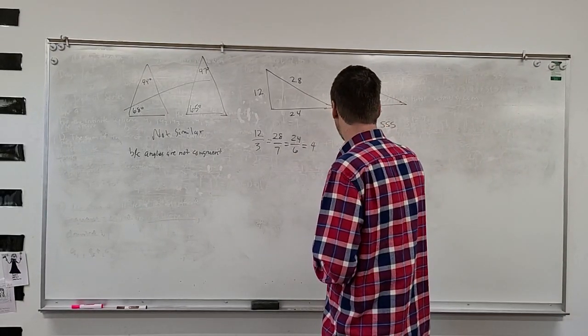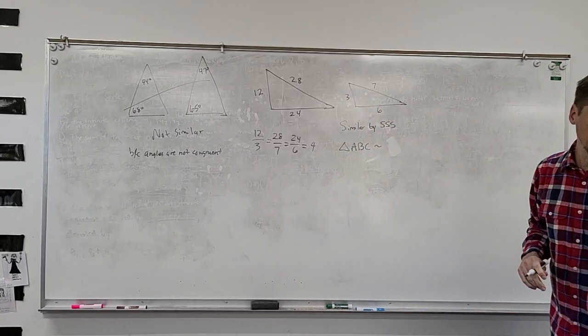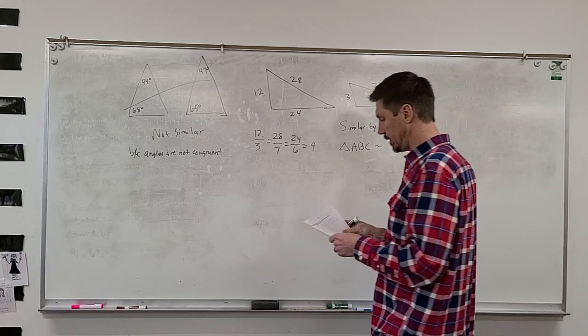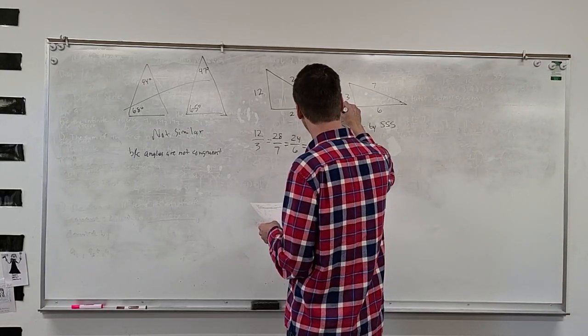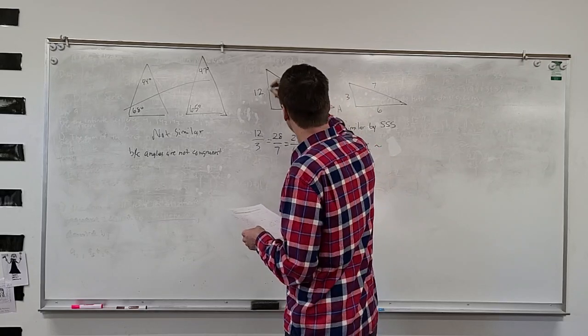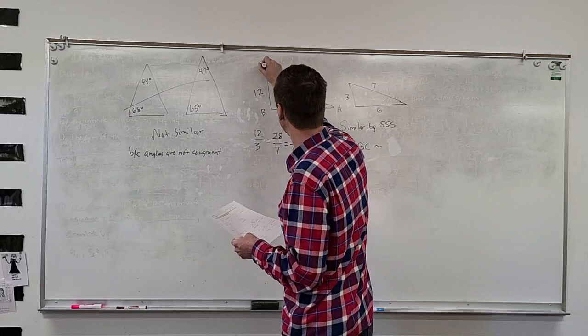Now, I told you that I wanted you to write a similarity statement. So I give you the beginning of the similarity statement. I say triangle ABC, and let me label ABC. The way that I've drawn it here, this is A. The value between 12 and 24 is B, and so this is C.